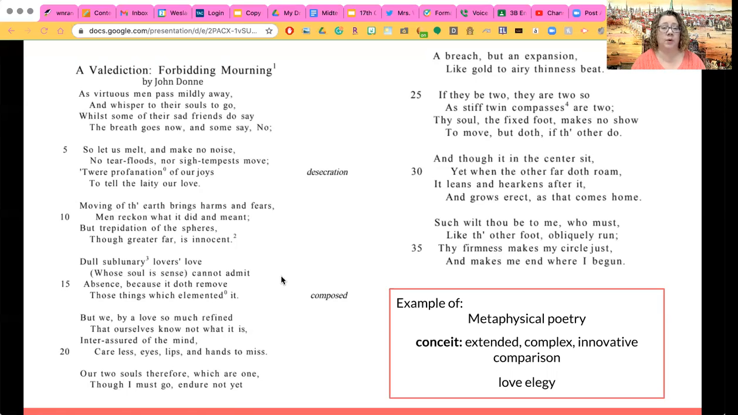And then you have forbidding mourning, meaning I forbid you from crying about this. And basically the argument is, and there's a conceit here too, the argument in this poem is, when I go, I don't want you to make a big scene. I don't want you to cry. I don't want you to be upset, because we're not separated. We're just expanded.